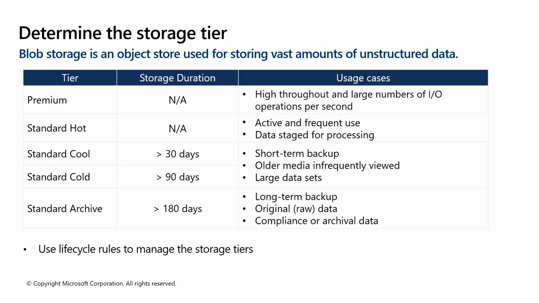For example, we can start working on the hot tier. After 30 days that the data hasn't been accessed, move it into the cool tier. After 90 days, move it into the cold tier, and after 1 year, archive it.